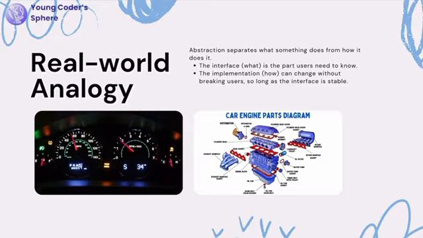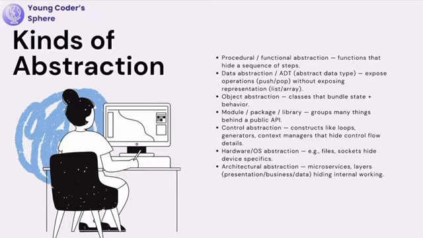You don't need to know how the engine burns fuel. You just use the steering wheel, pedals, and dashboard. The complex details are hidden. That's abstraction.